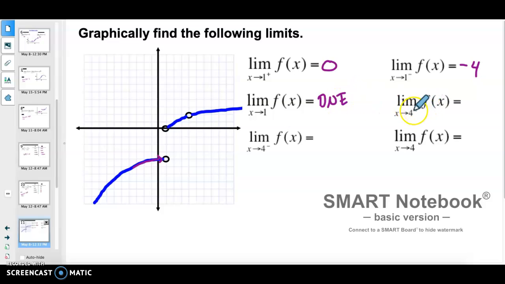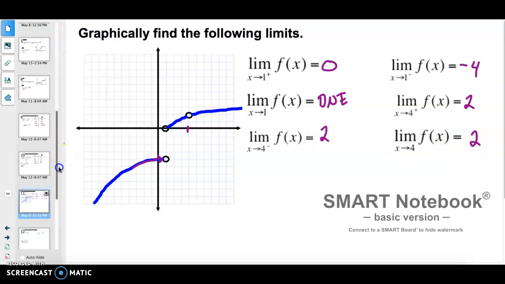Let's do one more with 4. So as x approaches 4 from the right, so 1, 2, 3, 4. So here's our x is 4. So approaching it from the right, we're hitting a y equals 2. Approaching from the left, we're also at y equals 2. So both sides, the left and the right, meet at the same spot. So the limit of f of x as x approaches 4 is 2.